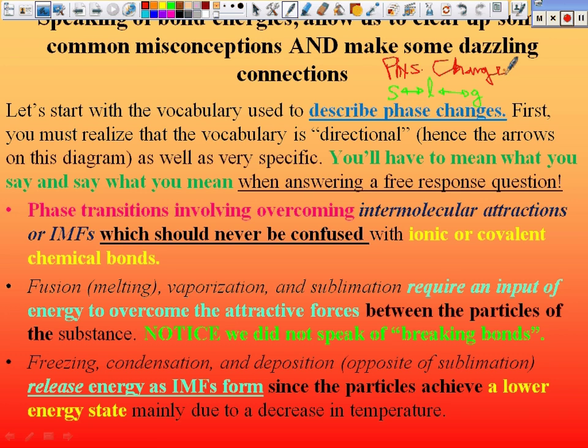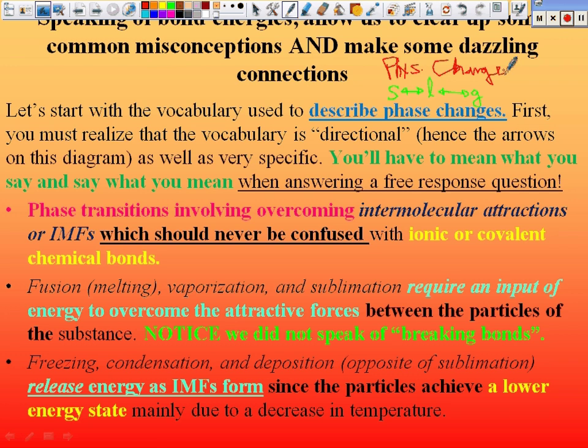So you have phase transition involving overcoming intermolecular attractions, or IMF, which should never, ever be confused with covalent or ionic bonding, because when it's a phase change, water is still water no matter what state it's in. You're either making the molecules closer together or you're getting them farther apart. So things such as fusion, vaporization, and sublimation. Let's start with those individually.